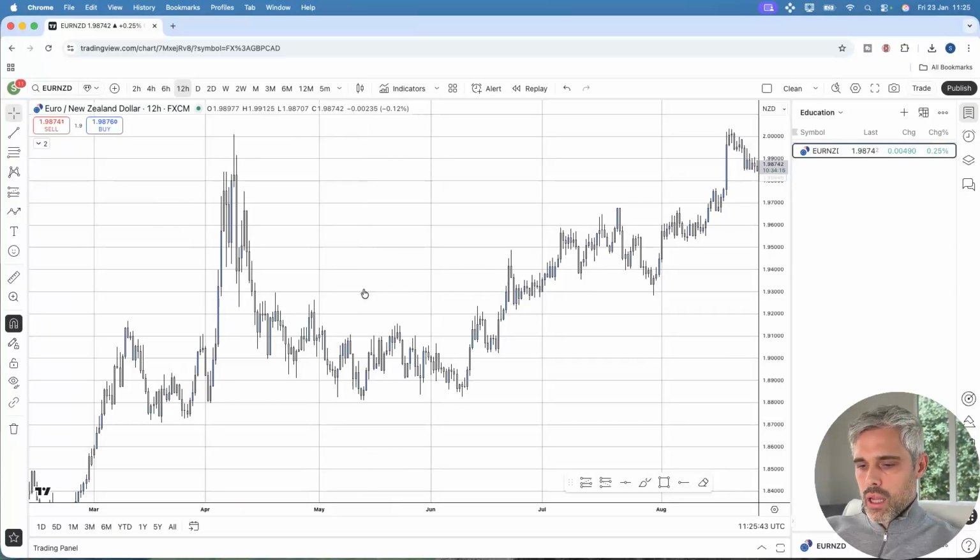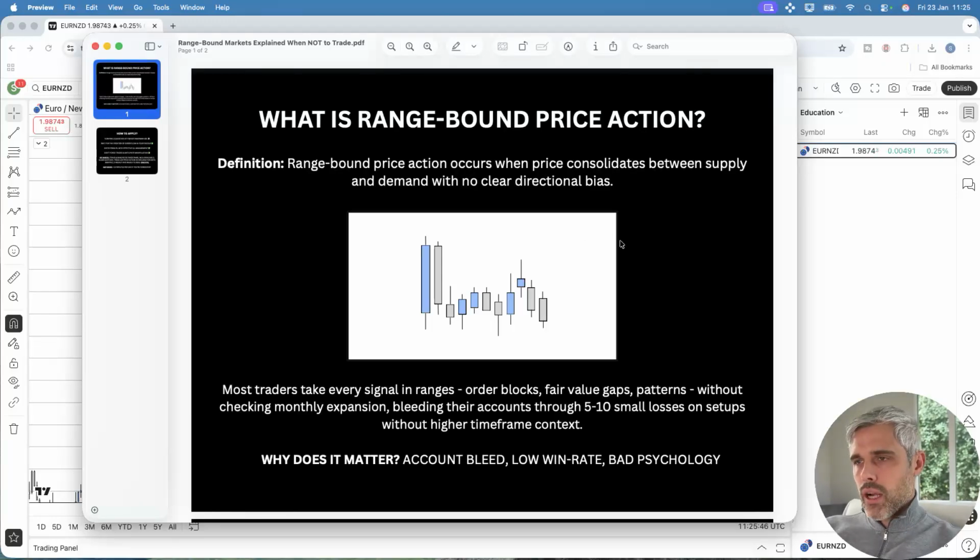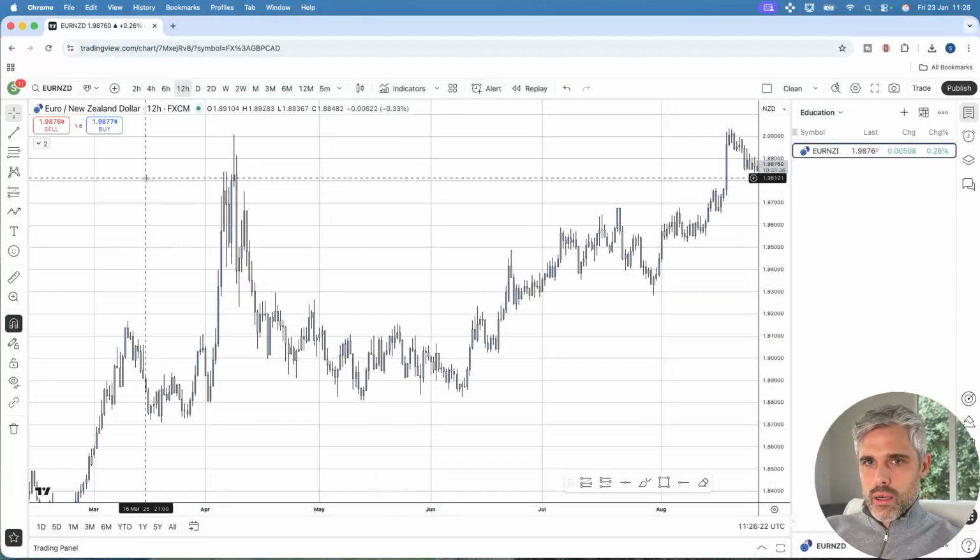So before we look at that, let's just touch on some theory. Range bound price action occurs when price consolidates between supply and demand with no clear directional bias. So you see what looks like a breakout just fails, and the exact same thing happens in reverse. Most traders just take every single setup in ranges like order blocks, fair value gaps, the creation of order flow, basically pattern trading without understanding higher time frame context, and it leads to crazy account bleed. You just take loss after loss after loss. So we want to avoid this, to avoid low win rate and just bad psychology. So let's look at this example in more detail.